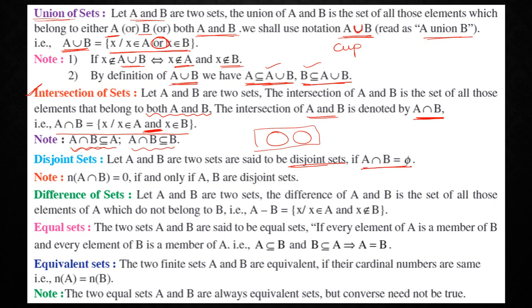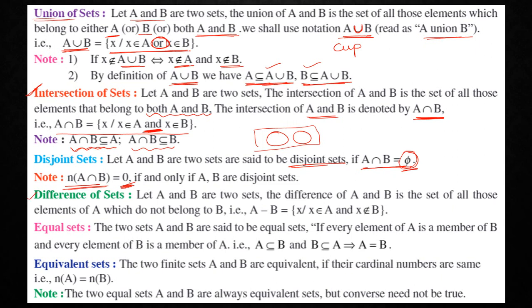Symbolically, if you want to represent it, we will write A intersection B is equal to phi. And if you want to count the number of elements, n of A intersection B is equal to 0. So 0 is different from phi. Phi represents the set, whereas 0 represents the number of elements present in the set.